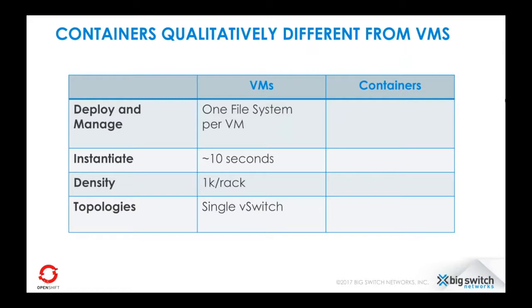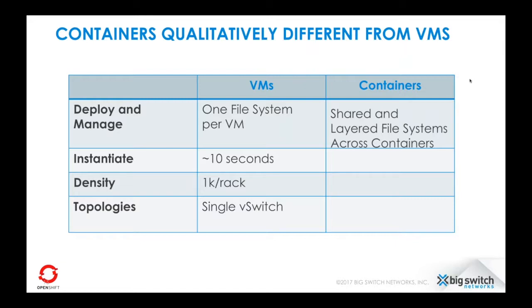Now, if we were to compare the deployment of VMs versus containers, a VM has one file system. It gets spawned in about 10 seconds. There are typically 25 VMs per server and 40 servers per rack. So you see a density of around 1K VMs per rack. And typically you see one vSwitch per server, which handles the networking for all these VMs.